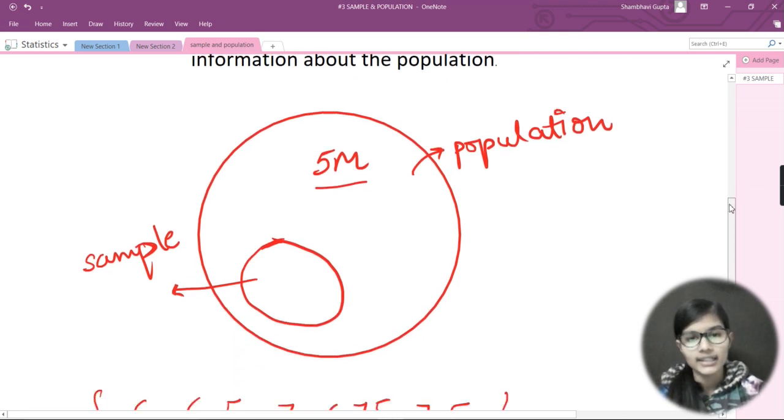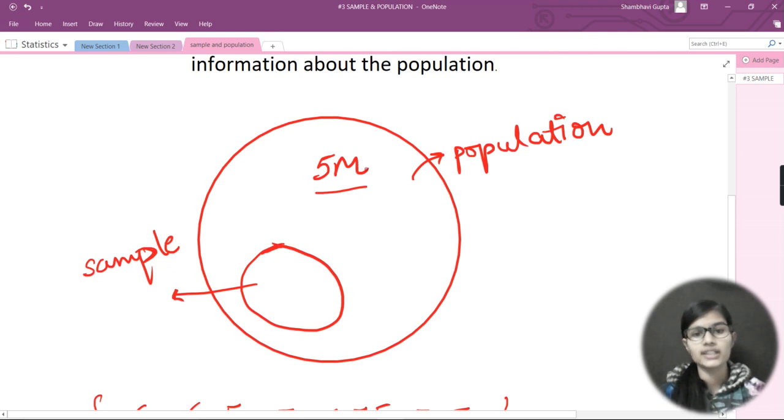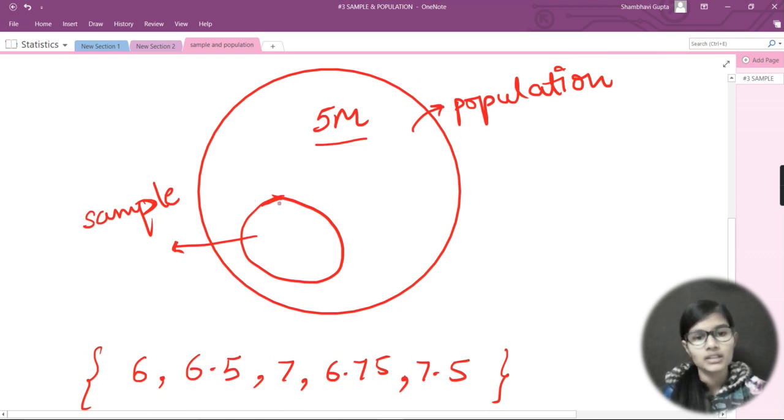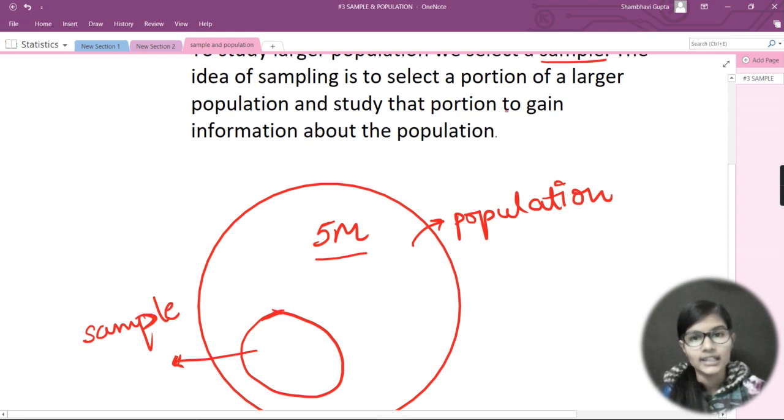Here I wrote 5 million people, and I wanted to check how many hours students sleep at night. For that, I made a small sample. I applied the sampling technique, in which there is a portion of a larger population, and studied that portion to gain information about the population. If I did the survey of 5 students and found the average, the mean, I can get a little bit of an idea of the information about the population.